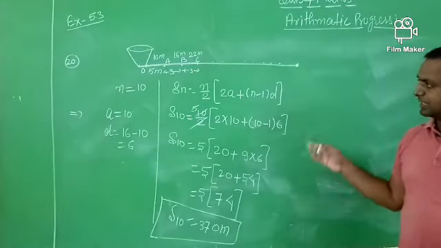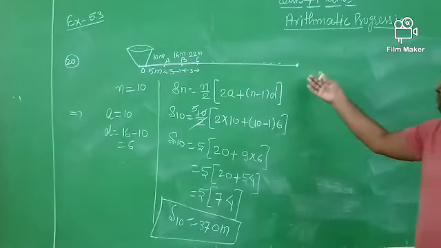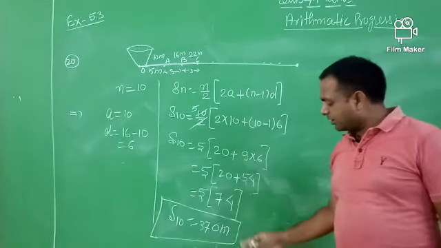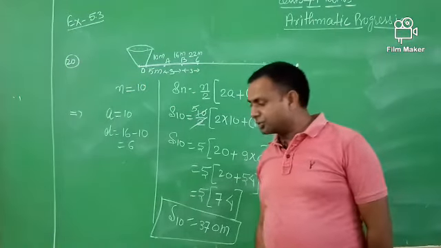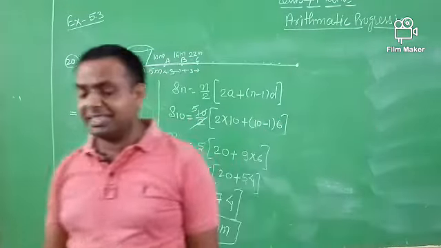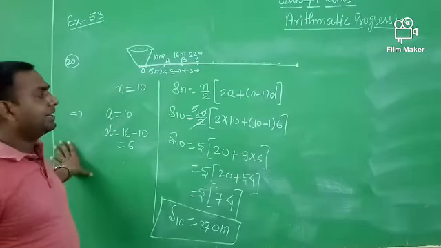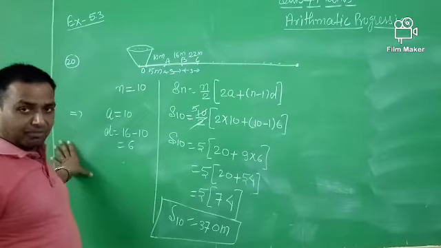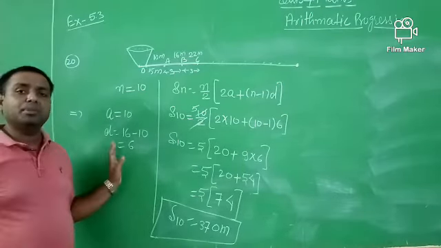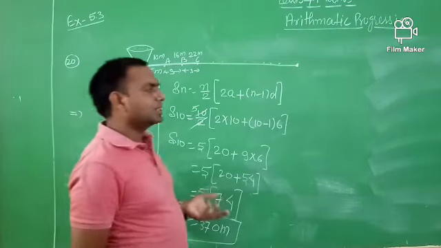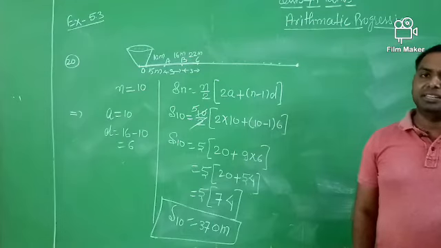So if the person starts from the first potato and takes all the potatoes and puts them in the box, he covers 370 meters in the race. So I think all of you understand, and related to all the problems of this chapter, arithmetic progressions, you can take the help of this solved problem to solve the rest of the problems of the given chapter.